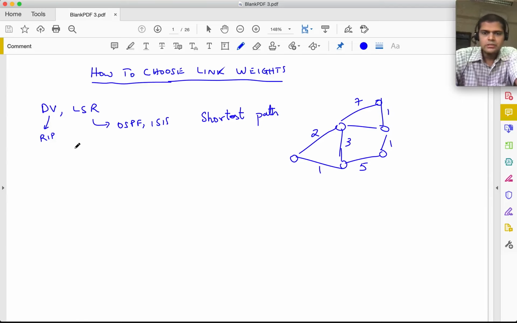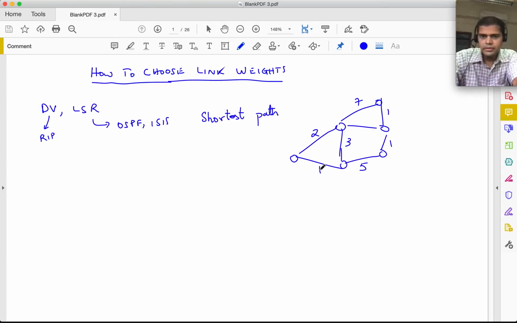The question is, what should these weights be in practice? How do we choose these link weights? If you were a network engineer, you might come across this problem. If you choose a low weight for a particular link, there's a higher chance of it getting used for a path from one node to the other. But what should that weight be?